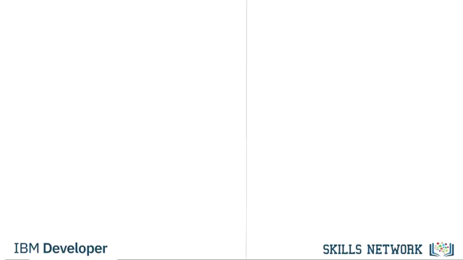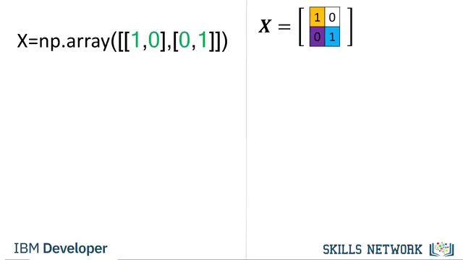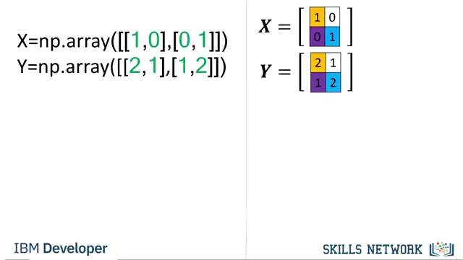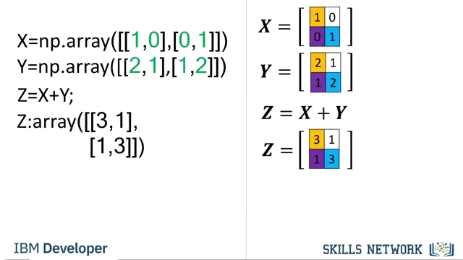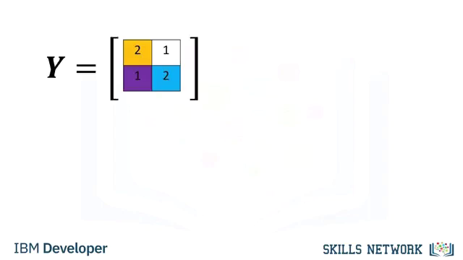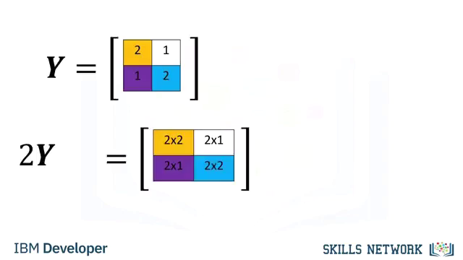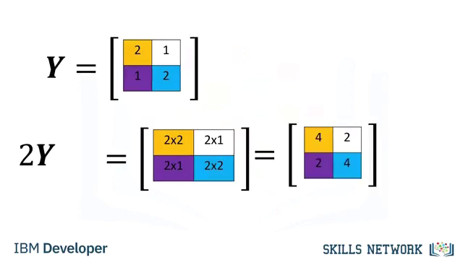To add 2 arrays in NumPy, we define the array, in this case, X. Then we define the second array, Y. We add the arrays. The result is identical to matrix addition. Multiplying a NumPy array by a scalar is identical to multiplying a matrix by a scalar. Consider the matrix Y. If we multiply the matrix by the scalar 2, we simply multiply every element in the matrix by 2. The result is a new matrix of the same size where each element is multiplied by 2.